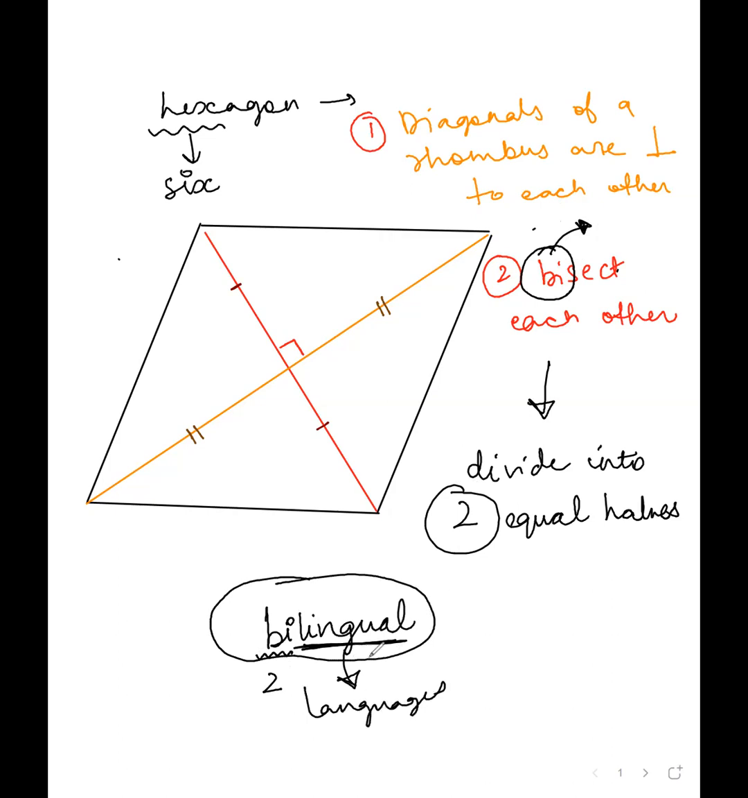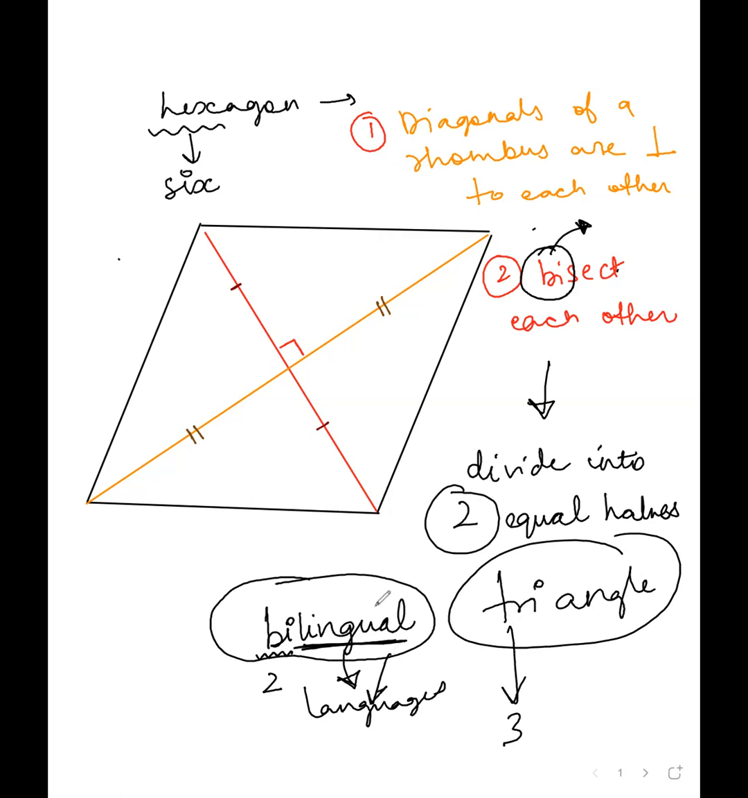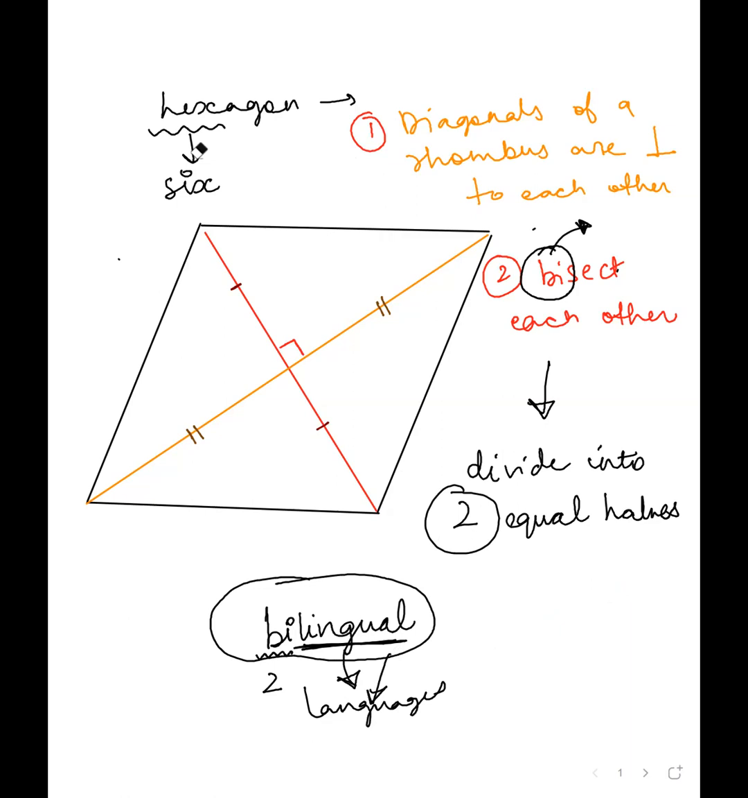Similarly, there are people who are trilingual, just like we have triangle, right? Tri means three, and lingual means languages. So a trilingual person knows three languages. A bilingual person knows two languages. Similarly, there are things like binoculars. Have you ever seen or heard of binoculars? No. Okay, fine. Then let's not talk about binoculars.